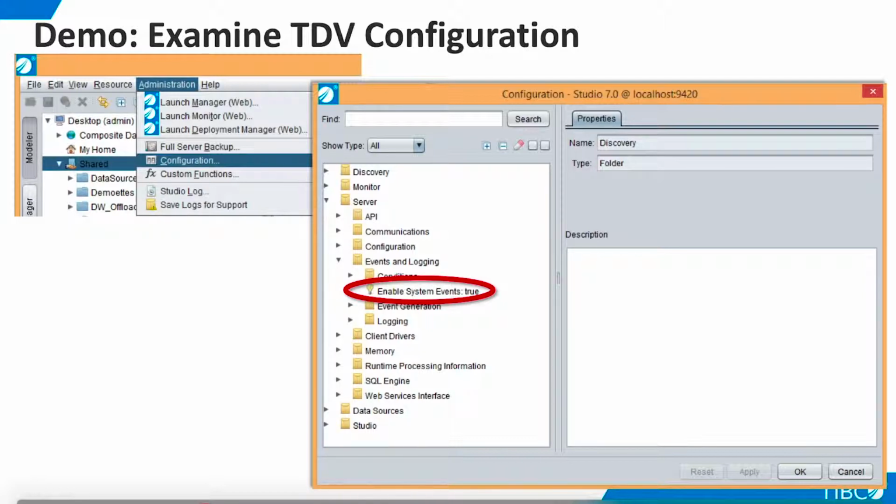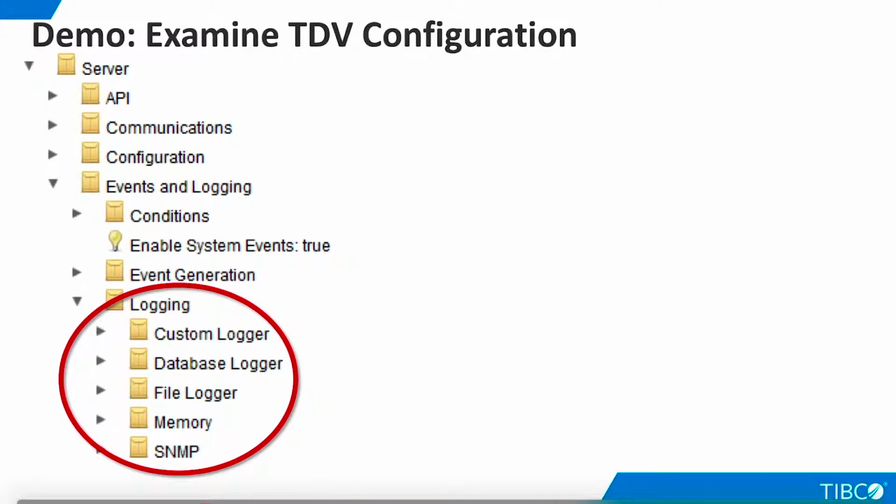Next, let's open the Logging folder. There are 5 logging mechanisms. Memory logging is used by TDV Manager. Custom logging is beyond the scope of this Demoette. We'll be taking a closer look at database, file, and SNMP logging. The amount of data kept in memory and database logs is configurable, but generally speaking, memory holds the least amount of data, database holds more, and file logger holds the most.